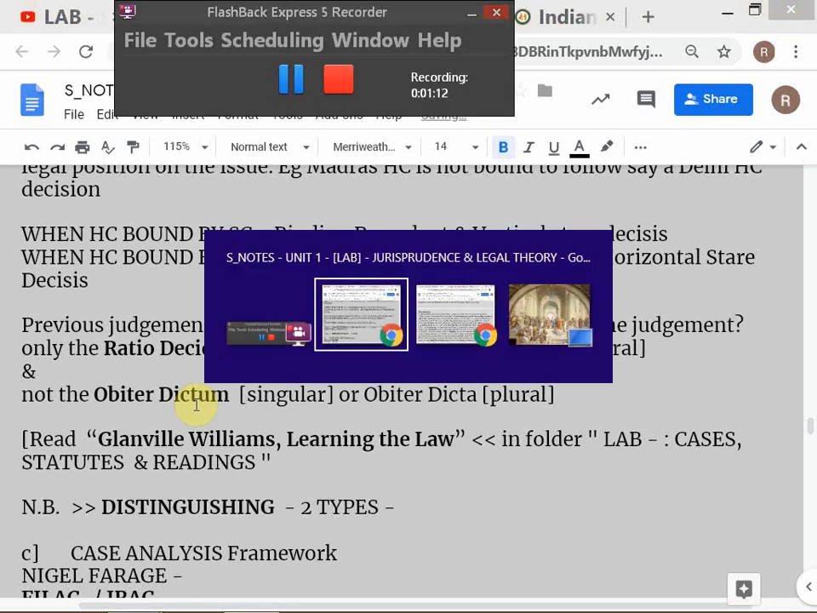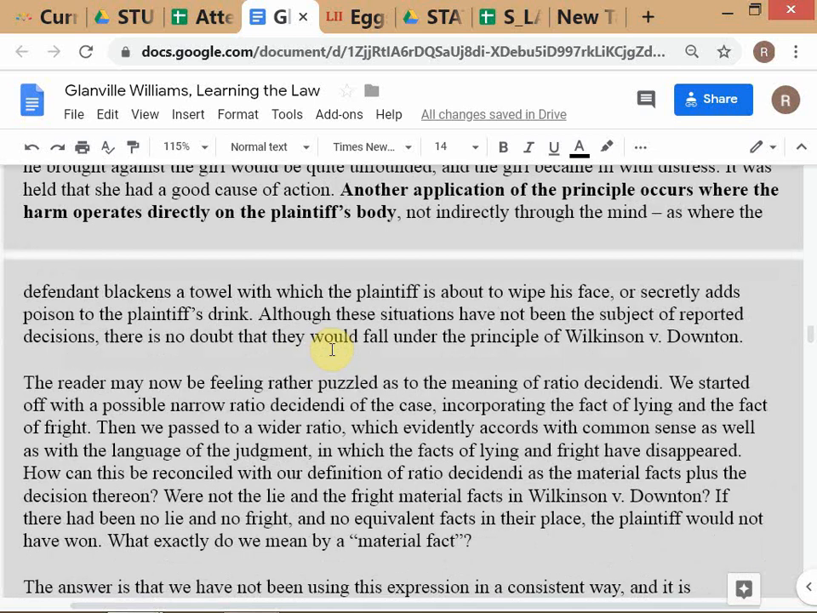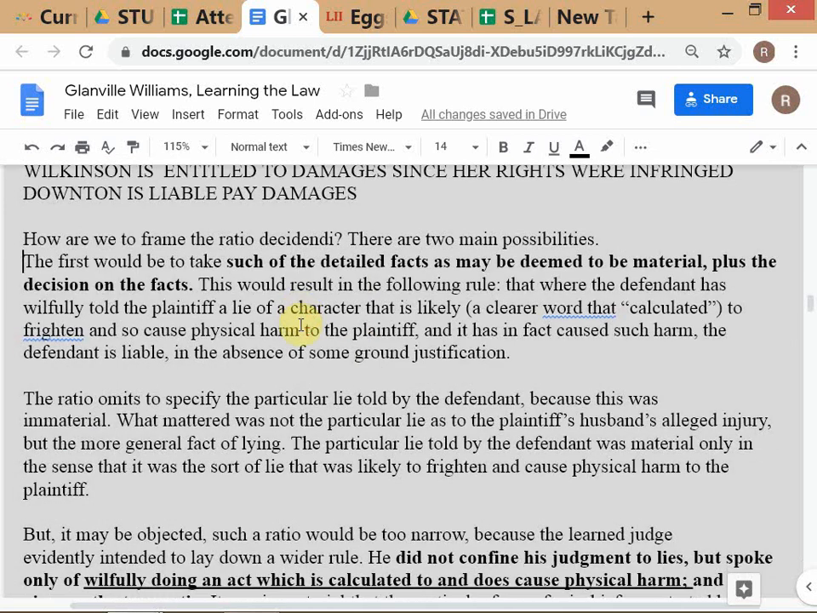All right, so let's go back to the Glanville-Williams article, where I've tried to highlight most of it. I think we stopped here. And so what we are trying to do is find out the ratio decidendi of a case. So we are focusing initially on the Wilkinson versus Downton case, where this guy scared a lady by telling her that her husband was injured, and then she suffered a nervous shock. So then the lady was awarded damages by the court, because the court came up with this rule that whoever willfully, this is the rule of the case. Remember, in ratio decidendi, I've given this definition at the top of your page of this particular article.